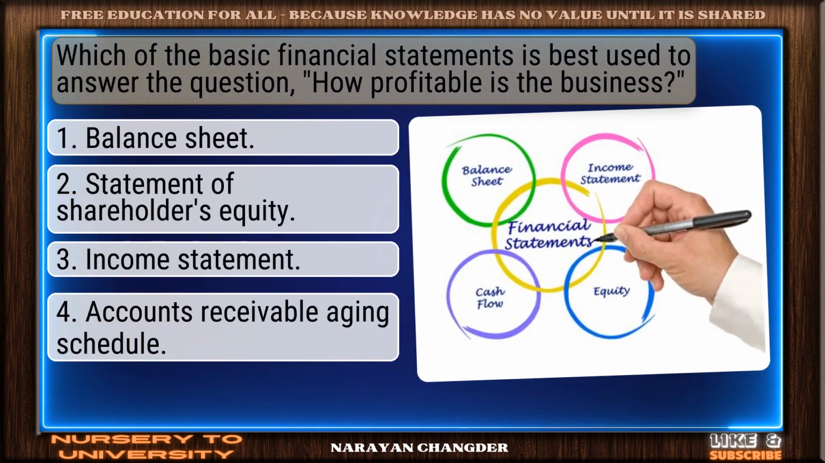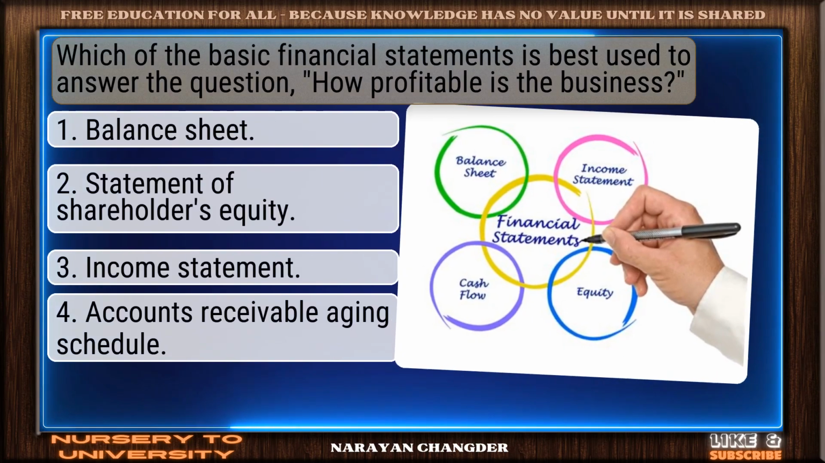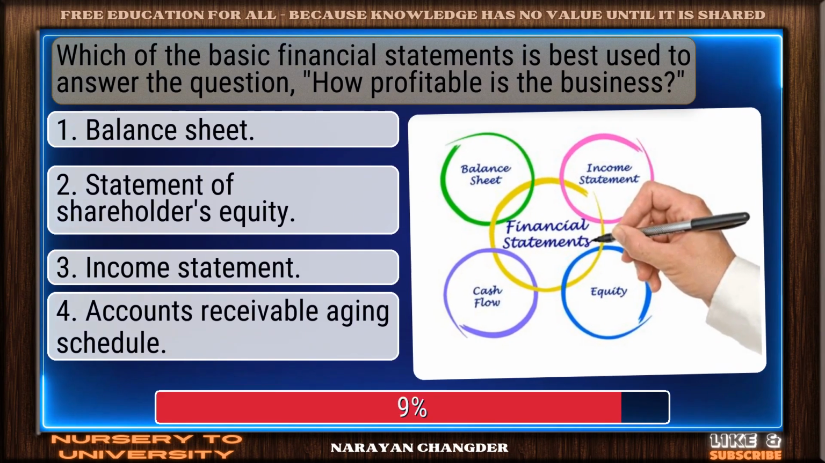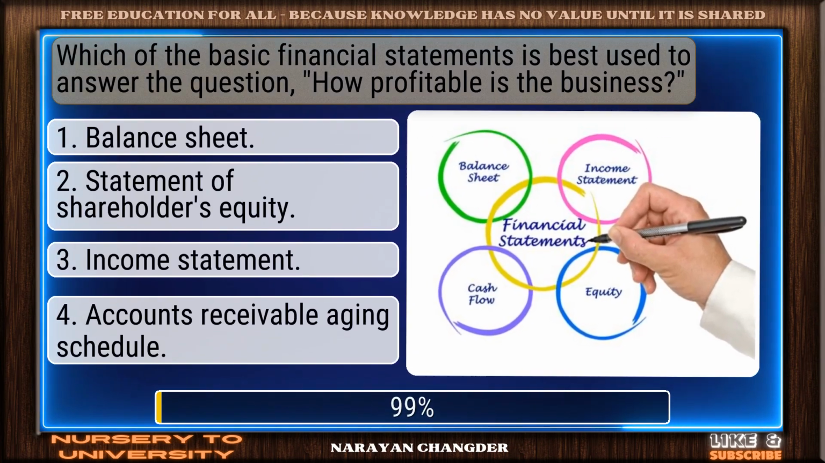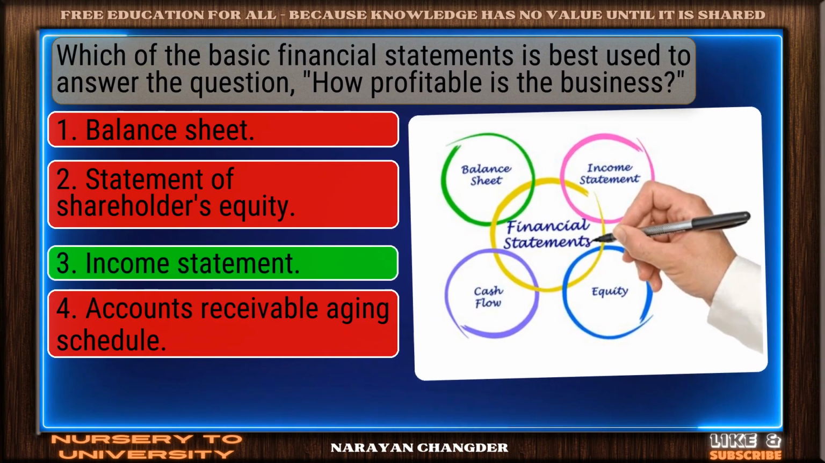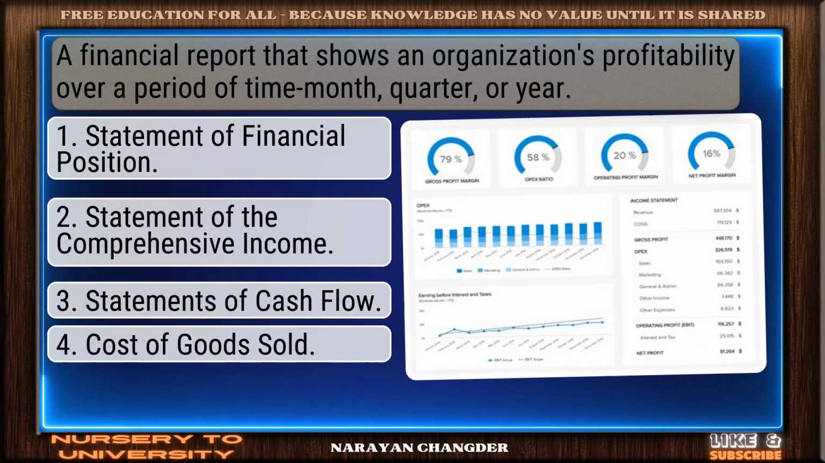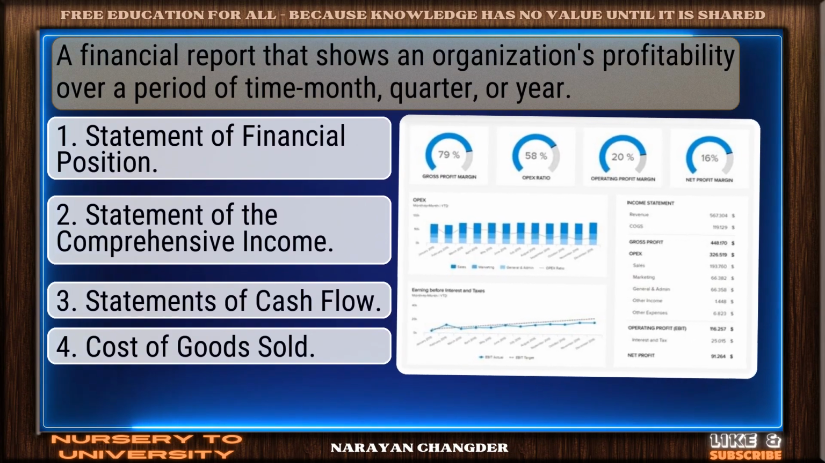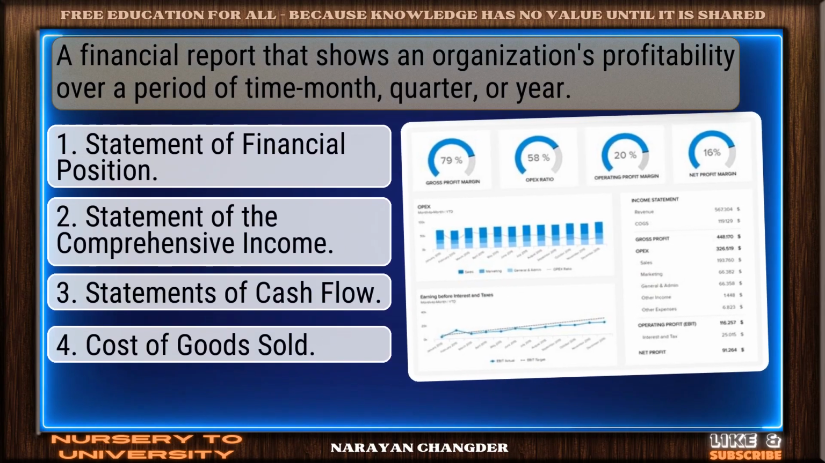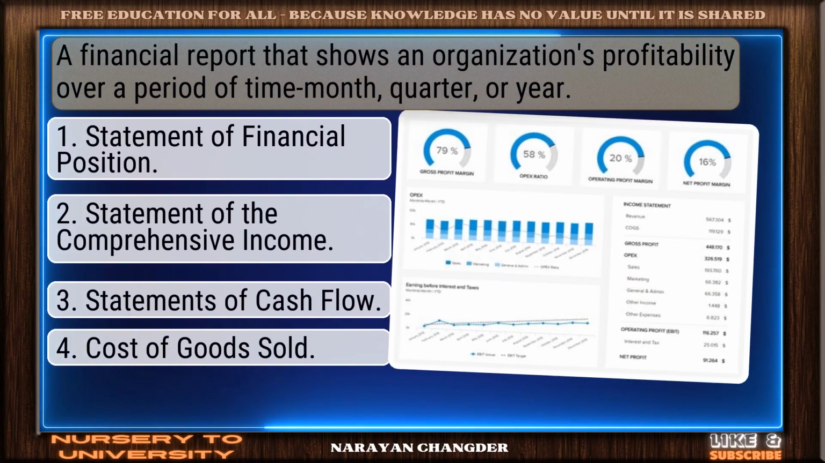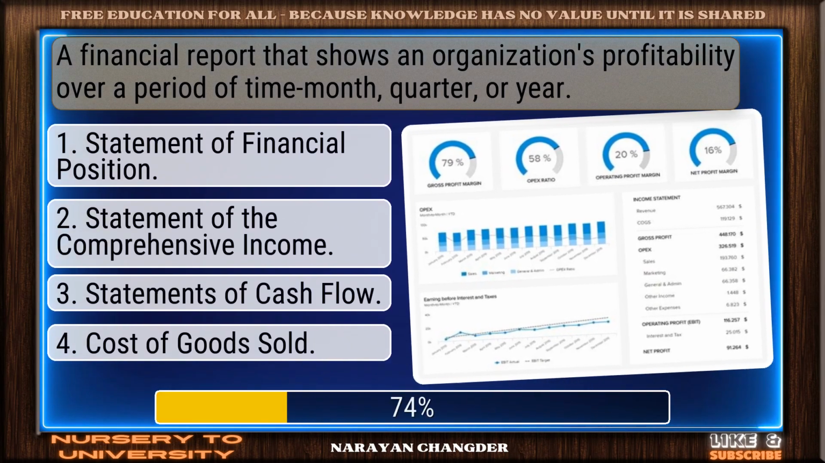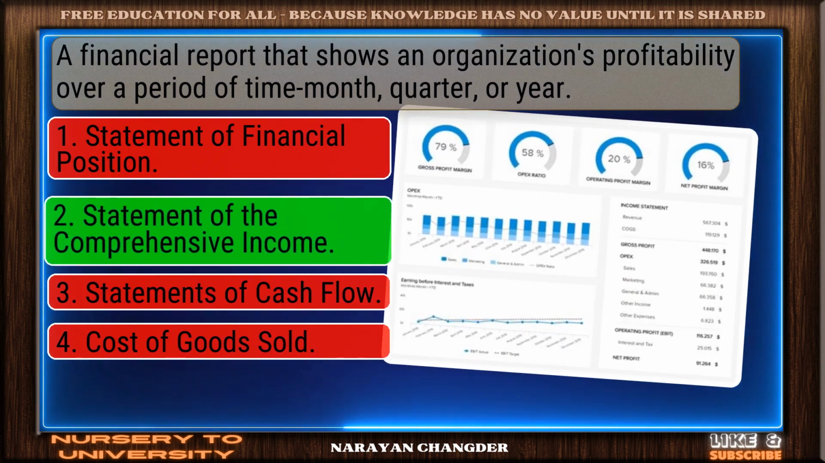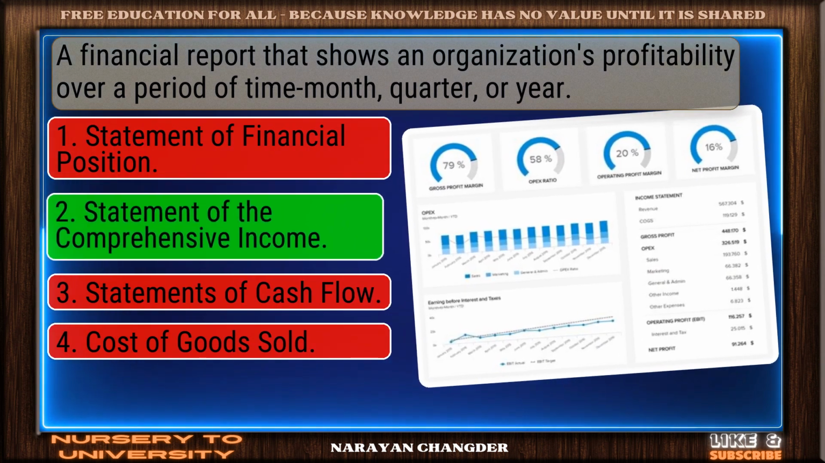Which of the basic financial statements is best used to answer the question, how profitable is the business? Good thinking. Income statement is the right answer. A financial report that shows an organization's profitability over a period of time, month, quarter, or year? Well reasoned. Statement of the comprehensive income is the correct choice.